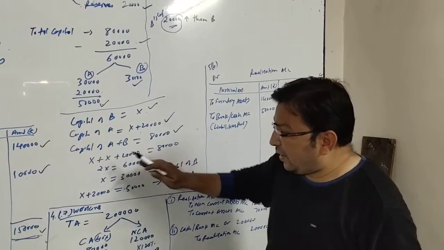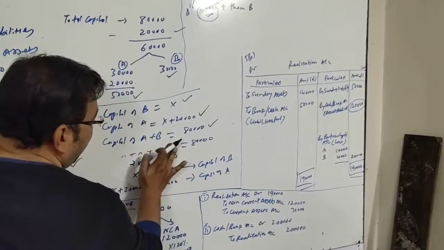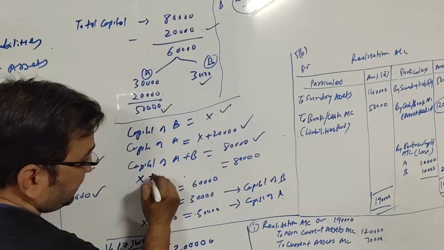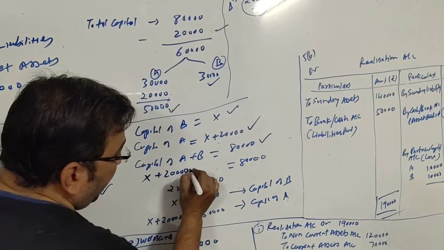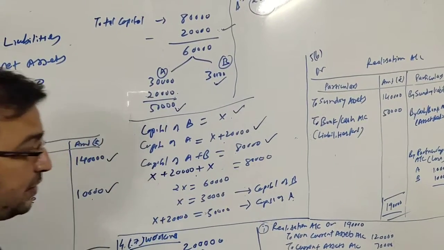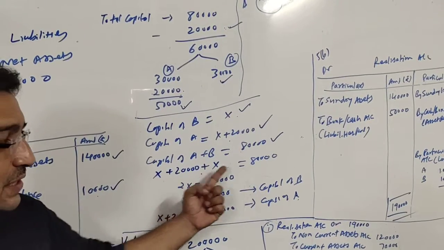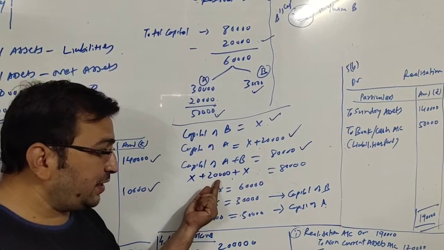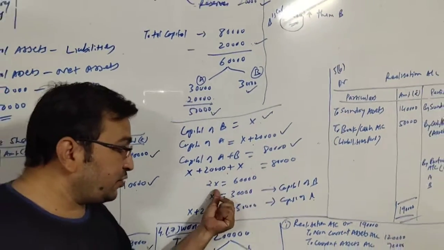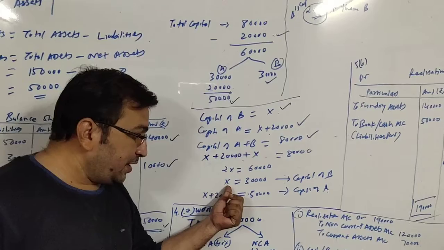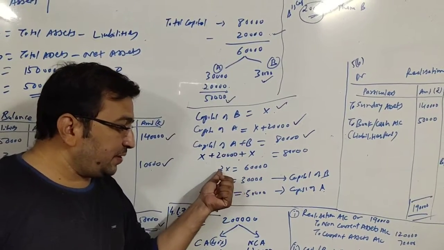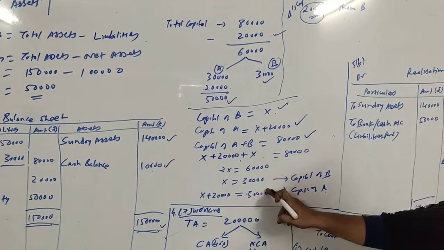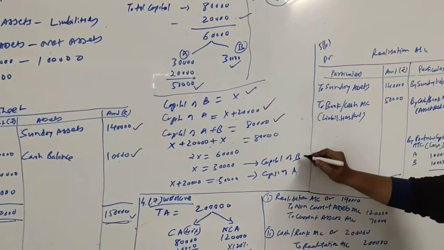Now A plus B, A we have assumed X plus 20,000. A's capital is X plus 20,000 and B's capital is X. So X plus 20,000 plus X equals 80,000. Here X plus X is 2X and this 20,000 will be deducted from here. So 2X equals 60,000. X equals 60,000 divided by 2, that is 30,000. And X equals 30,000 and this is the capital of B.